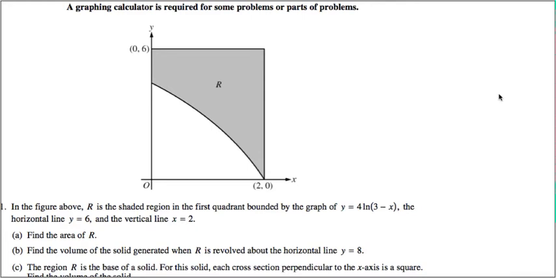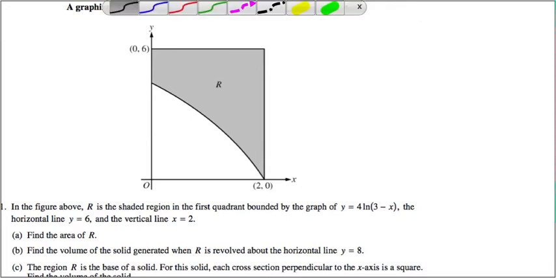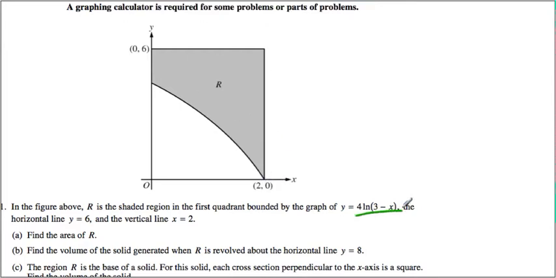Hello, so let's look at number one from year 2010, Form B. Alright, let's get started here. So we have this section area R. It's bounded by y equals 6 and x equals 2. And this function, I believe it is this one, 4 ln of 3 minus x. Alright, we want to find the area of R.